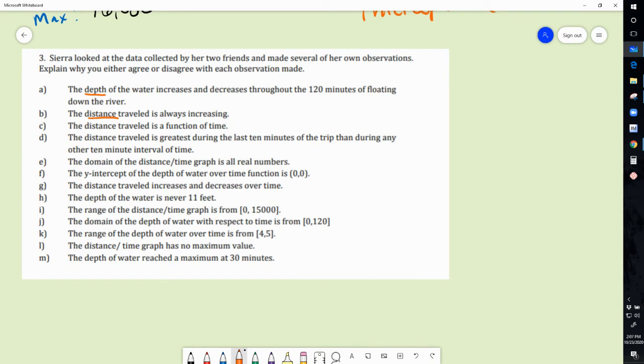So you should put this on a separate piece of paper. You could type this up if you want. I know I'd be faster if I typed it. So why do you say agree? Why do you say disagree? What about the table and the graph are you looking at?